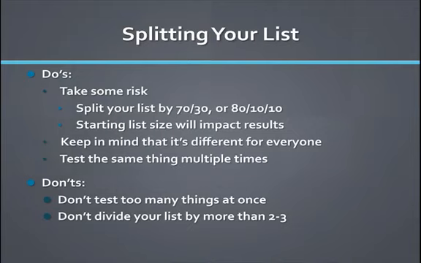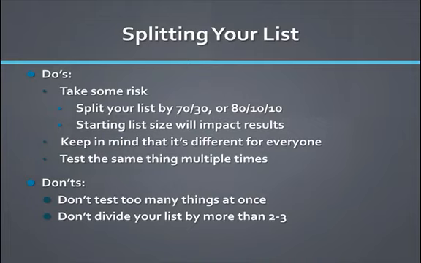So once you decide what it is that you want to change in your email and what you want to test in your email, you're going to need to split your mailing list. And as I said, I will show you a demo at the end on how to do this using our segmentation tool. But splitting your list, you want to keep in mind that you need to have accurate results. And so one of the things to think about is the size of your mailing list. The size of your list will definitely have an impact on the results that you get.